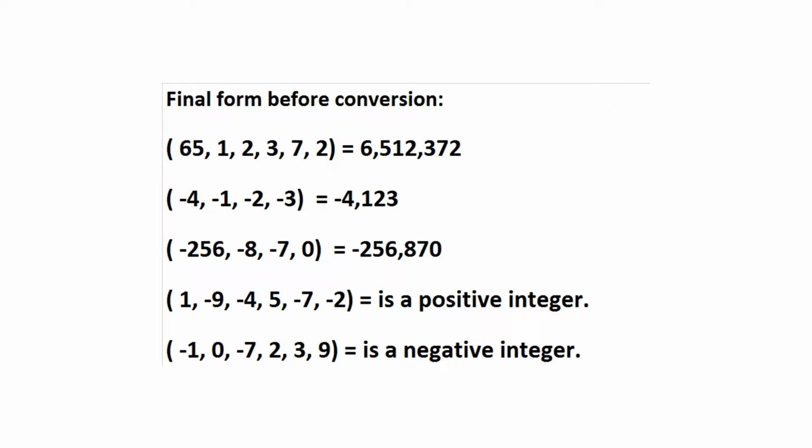The next two tuples are going to indicate when the converted integer is positive or negative just by looking at the digits of the tuple. Notice, in this tuple, the next one, 1, negative 9, negative 4, 5, negative 7, negative 2. If they're single digits and the leftmost digit is positive, you will convert this to a positive integer. In the next example, the first leftmost digit is negative 1. It doesn't matter what the other single digits are, this will be a negative integer. And so in the next slide, we will learn how to turn these into the integers.